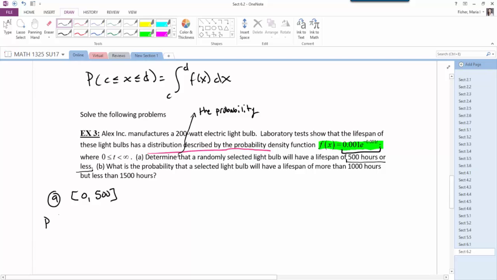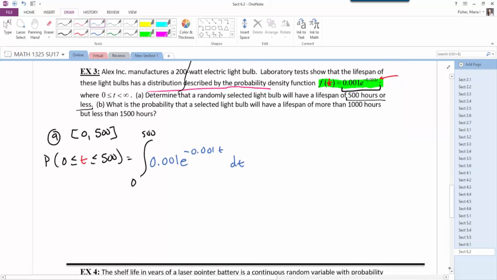Therefore, I'm looking for the probability that this event is going to occur, and that should be in t's because my variable here is given in t's. Apologize, so that should say a t. So t is between 0 and 500. That's going to be the integral from 0 to 500 of my probability density function, which is 0.001 e raised to the negative 0.001 t dt.